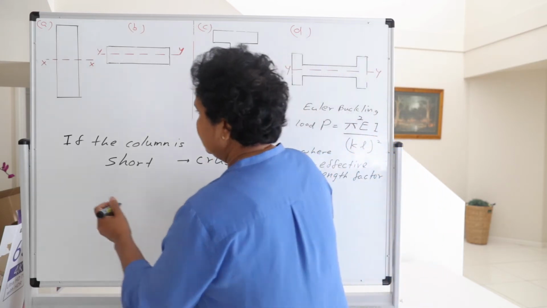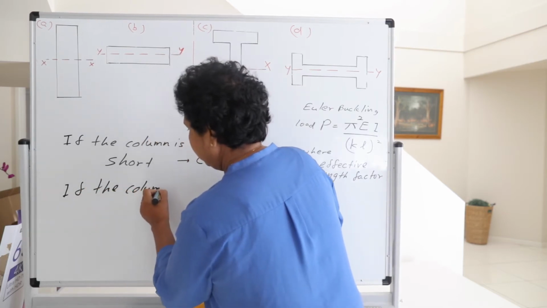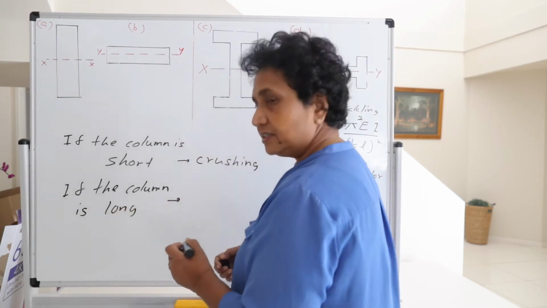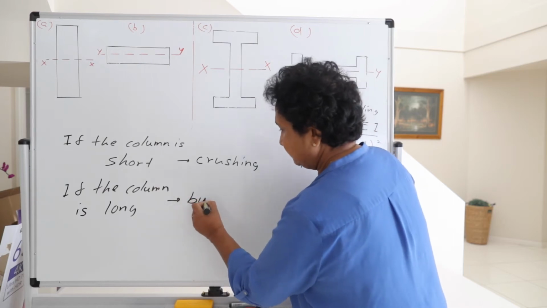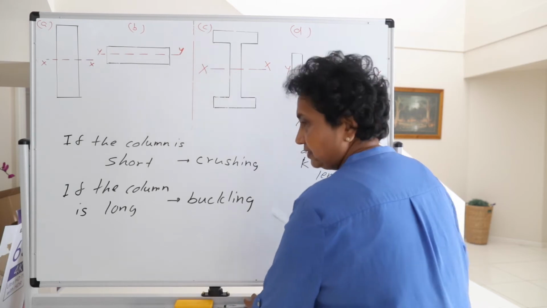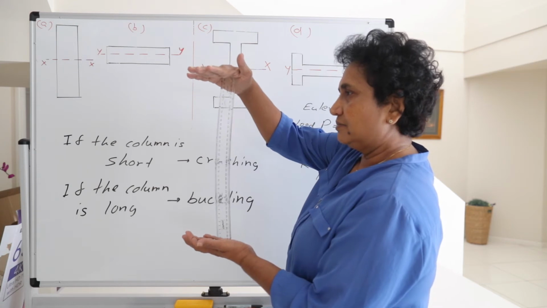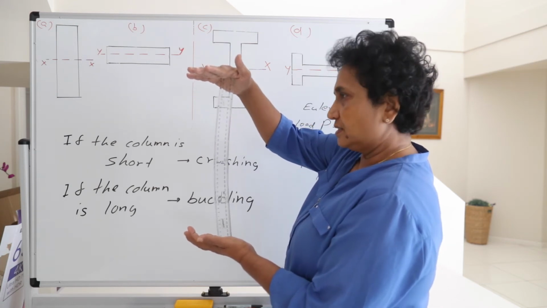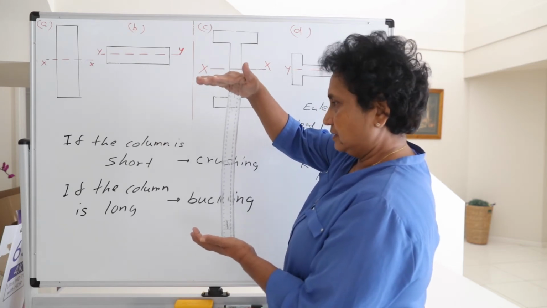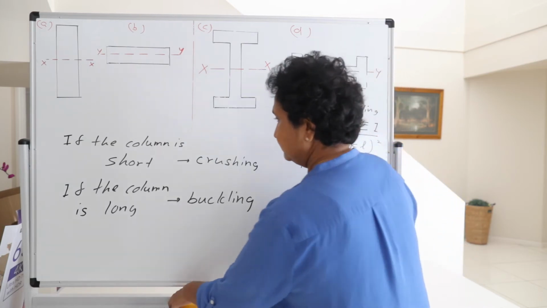But if you have a long column, generally it will fail by buckling. For example, a column like this: when you increase the load a little bit, before it reaches its material failure, it will buckle. So it will generally fail by buckling.